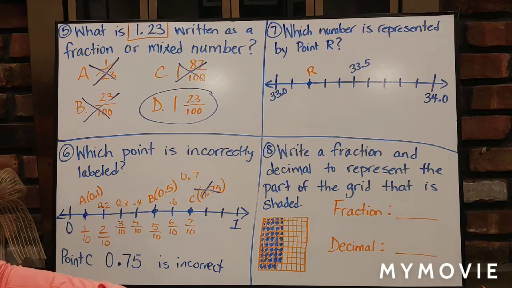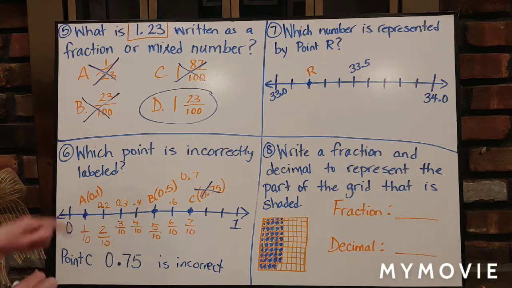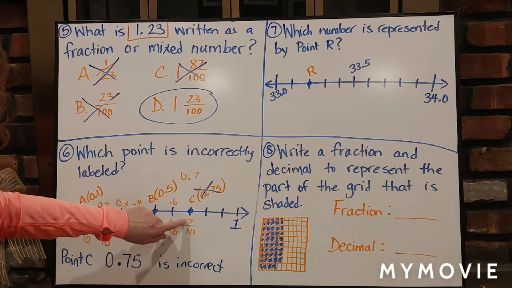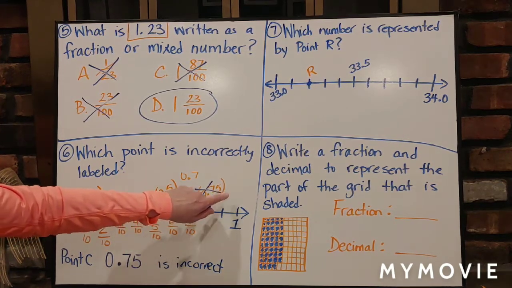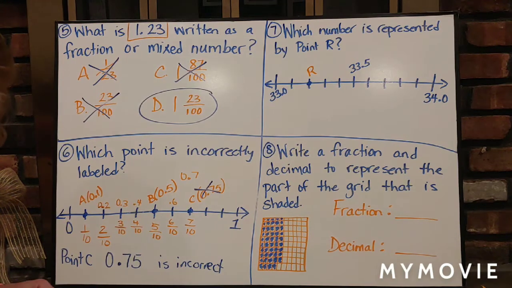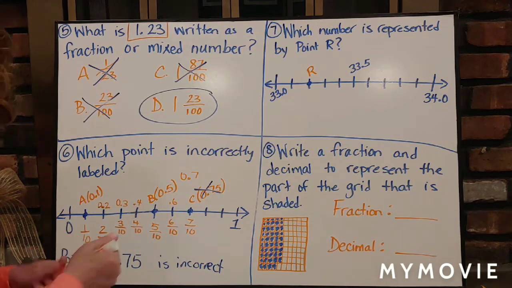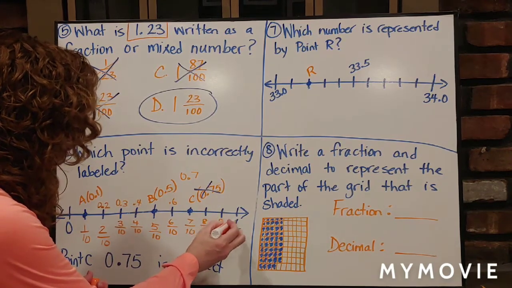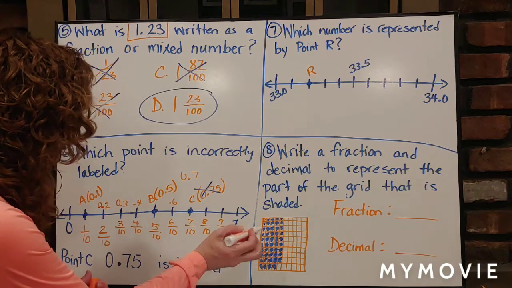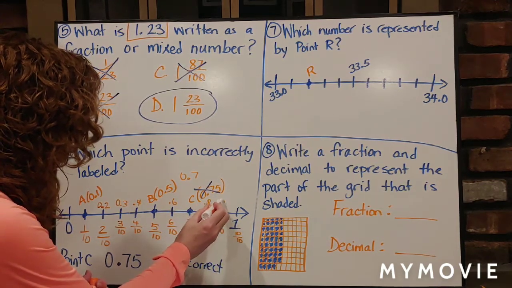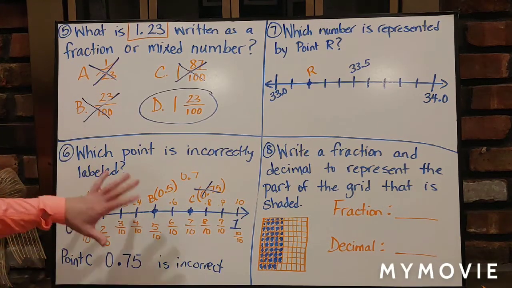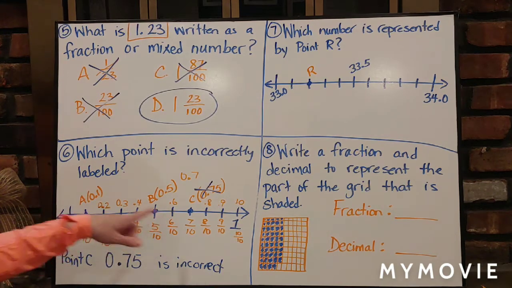Okay, and now it says explain. Don't forget that explain. So this actually is all your work, and you just say what we did. We labeled each part, and point C should be labeled 7/10, not 75 hundredths. And we could keep going and show the rest of our labeling. Right, this is 8/10, and this is 9/10. And of course, one whole would be 10/10. And this would be 0.8, 0.9, 1.0. Alrighty, this one you might have to go back and watch again to see how it's labeled.